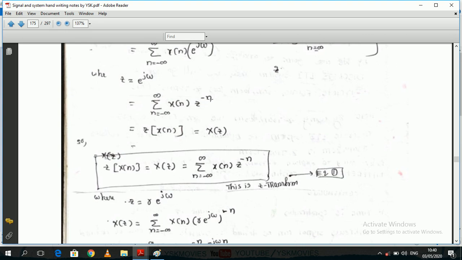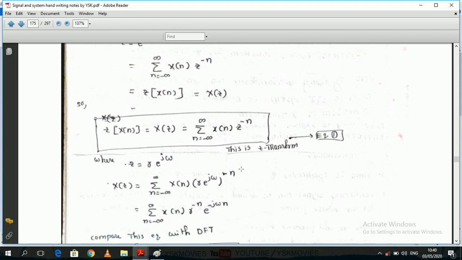So what is the meaning of this? That means the z transform of x of n. Okay, this is the z transform of x of n, X of z. It's very simple. So the z transform of x of n is equal to X of z, that is, summation n equal to minus infinity to infinity x of n z power minus n. This is the z transform. Okay. So let's move to another thing.